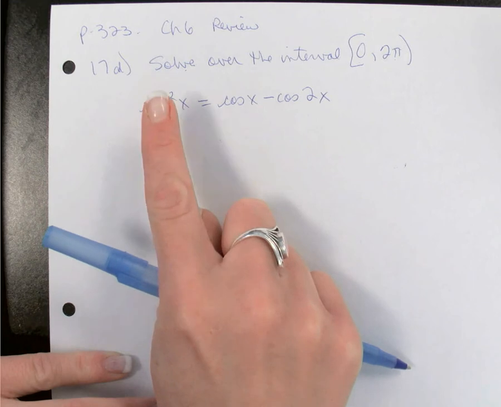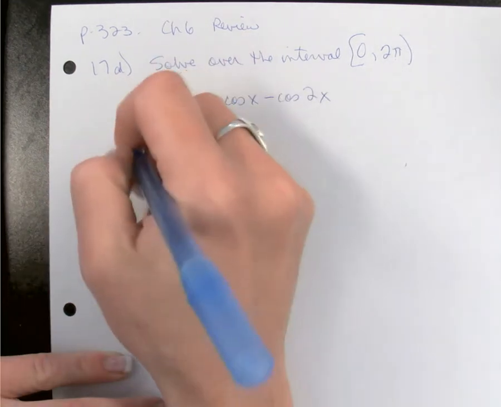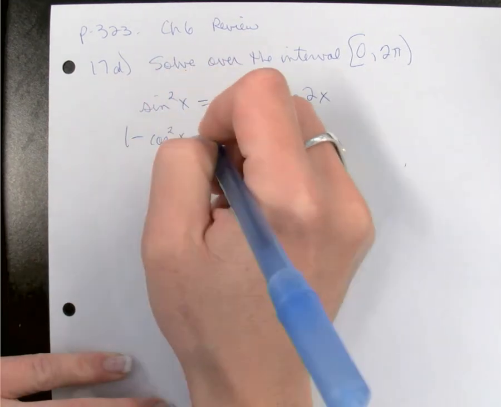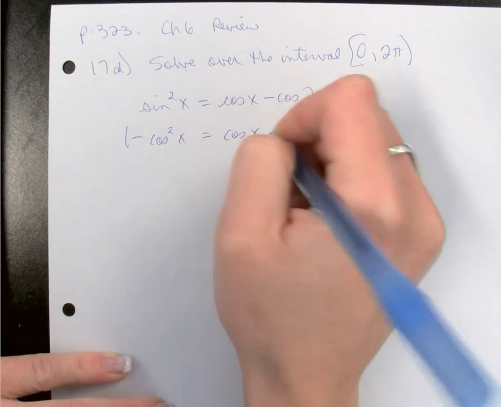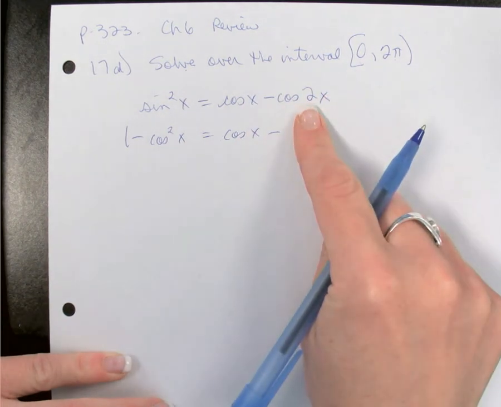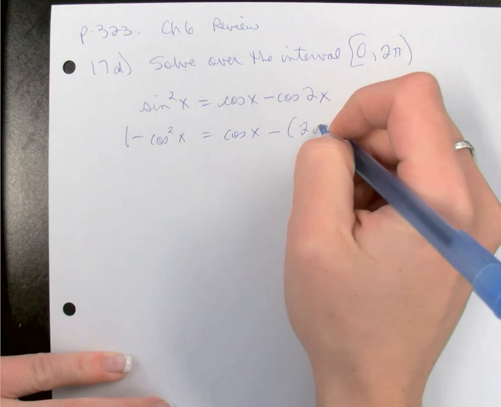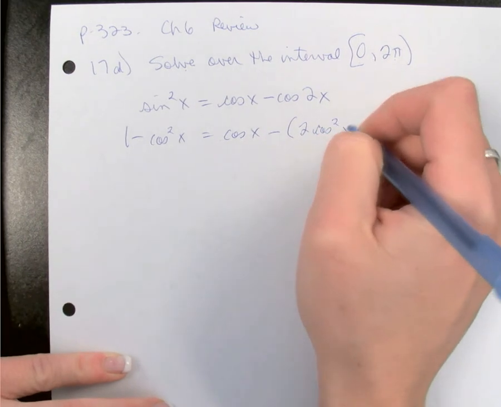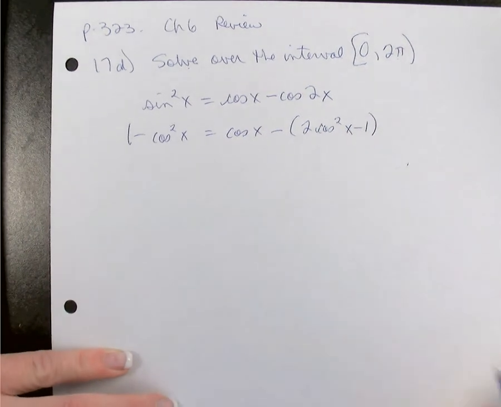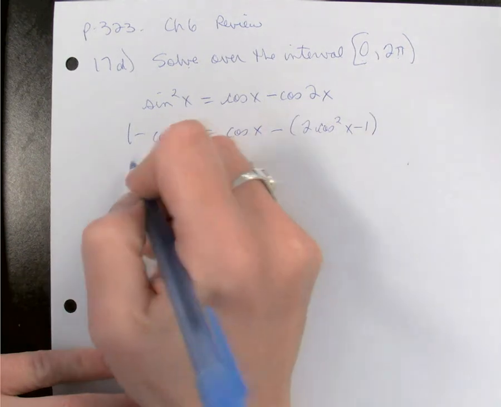I'm going to have to change this to 1 minus cos squared x, which is our Pythagorean identity. In this one, I'm going to choose the one that just has cosine in it, so I'm only dealing with one trig function, so I can isolate that. Okay, so let's now simplify this.